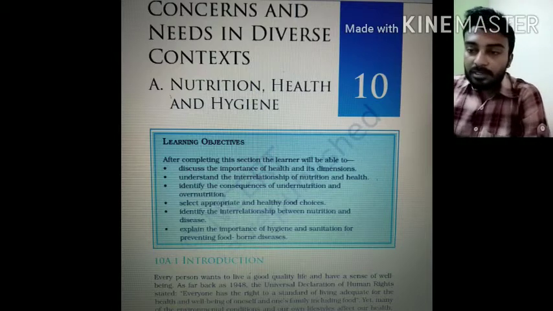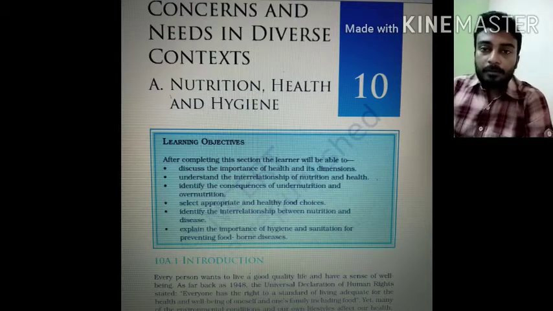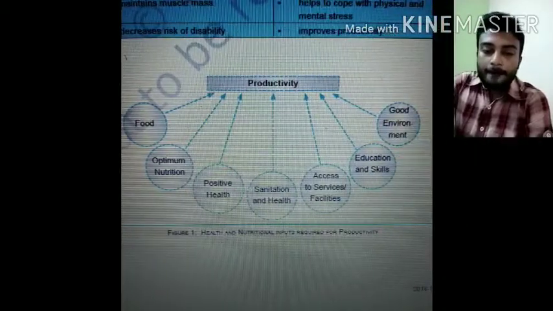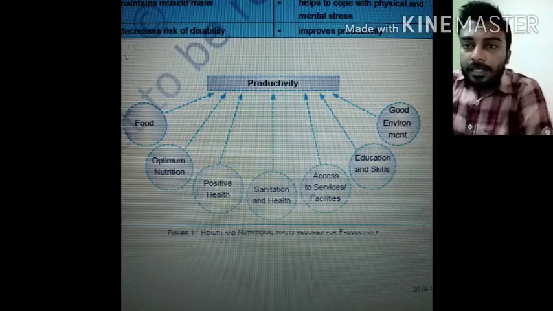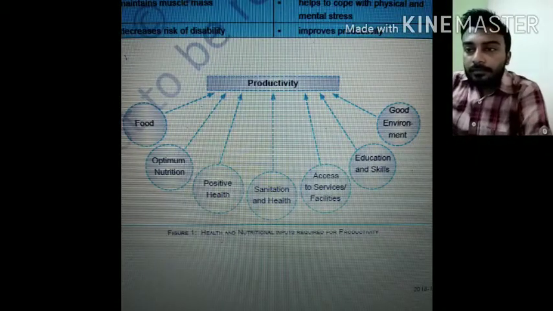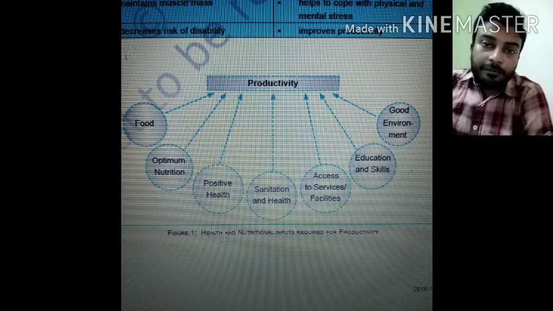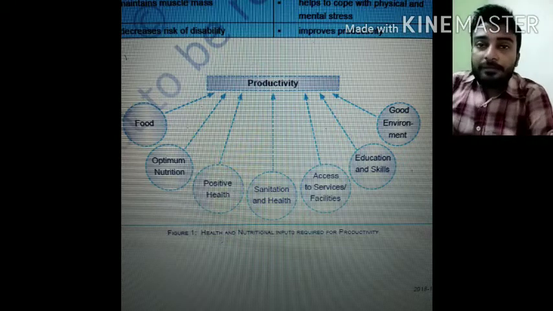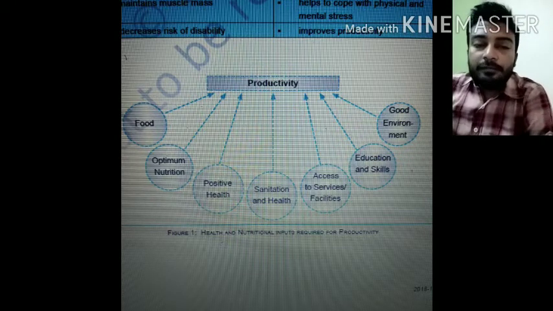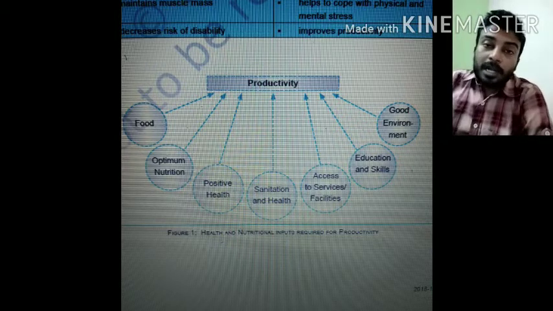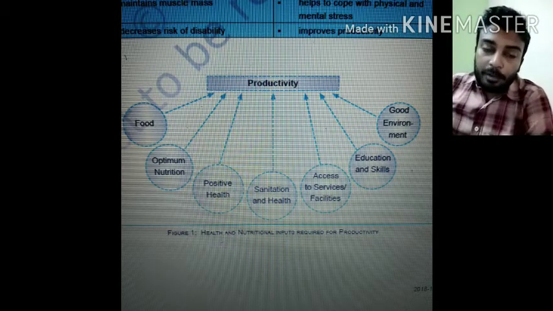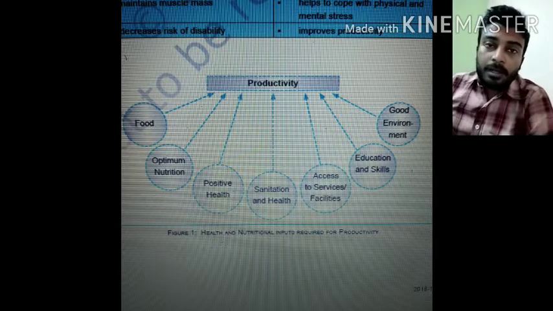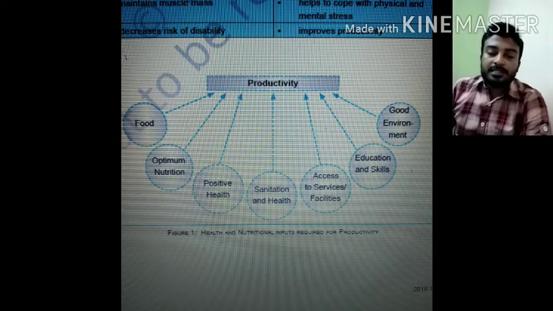Now today we are going to start with productivity. As we can see here, the different requirements for productivity. So where does this productivity come from? Now we know that for the optimum nutritional status, improvement of productivity is also required. So productivity is related to some requirements. What are these? We can see here.